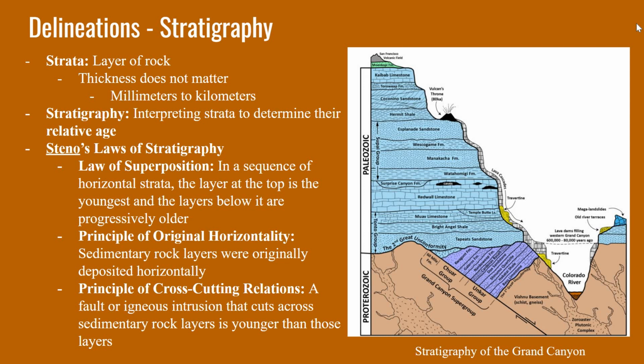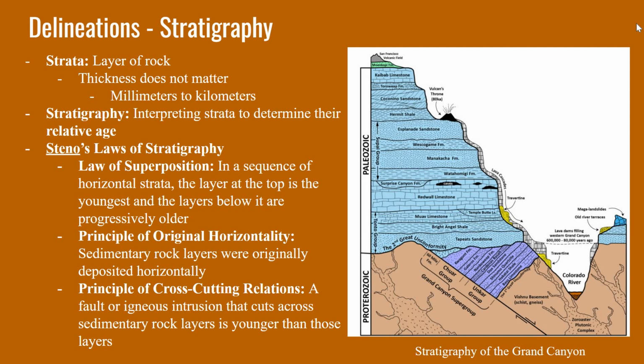What stratigraphy allows us to do is look at layers of rock and determine their age relative to one another. So stratigraphy alone cannot say that this rock is, say, 50 million years old. It can only say that this layer of rock is younger or older than that layer of rock. Stratigraphers do this using a set of principles known as Steno's laws of stratigraphy.